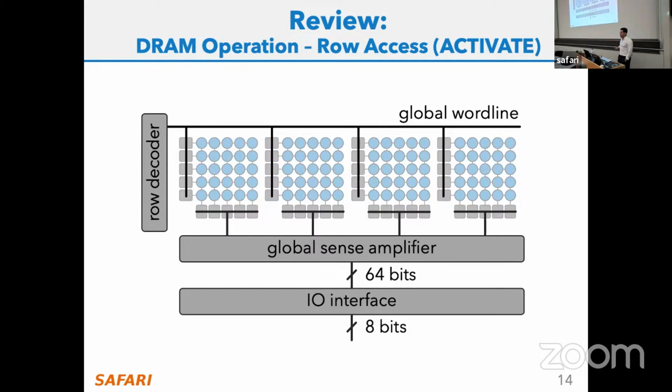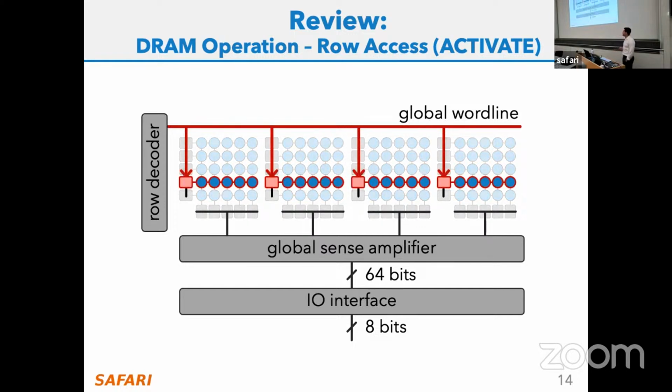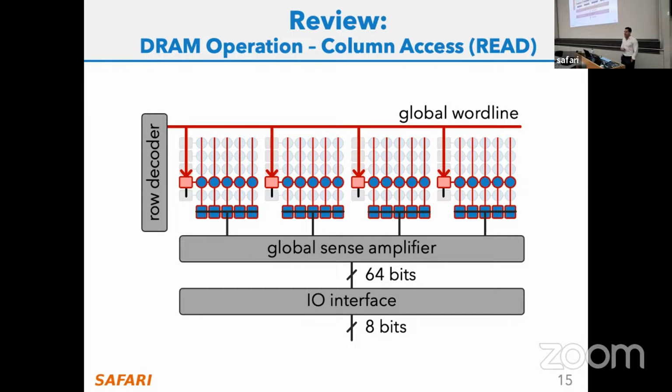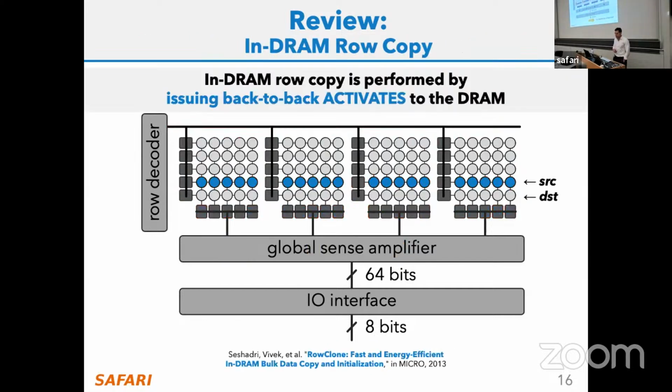So when issuing activates to a given DRAM row, the data in the DRAM cells is read and amplified by the local sense amplifiers. And after this data is latched and amplified by the local sense amplifiers, the memory controller can issue read or write commands to that data, which brings portions of a column of the data to the global sense amplifiers and eventually to the memory channel.